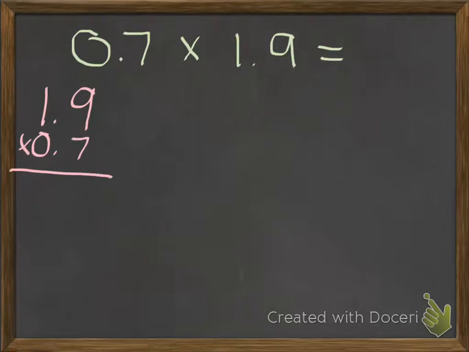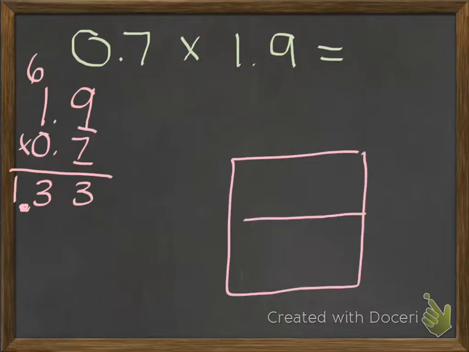7 times 9 is 63. 7 times 1 is 7, plus 6 is 13. And then since the next digit is 0, we don't need to multiply times that. We do need to put the decimal point in. There are 2 digits that come after a decimal point in our factors, so our product has to have 2 digits after a decimal point as well. 1.33 is our answer.